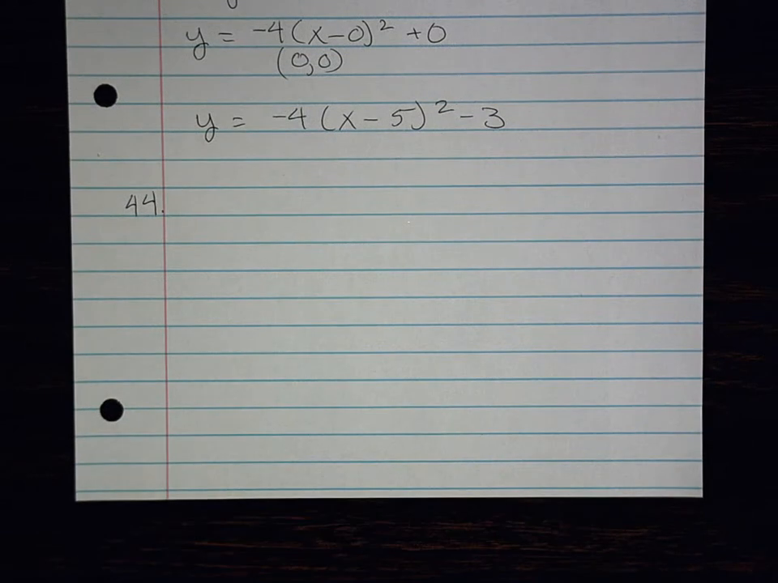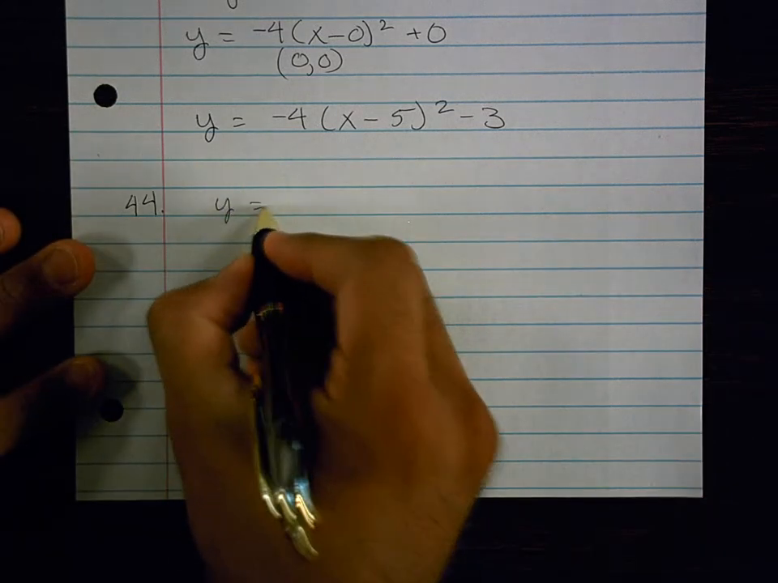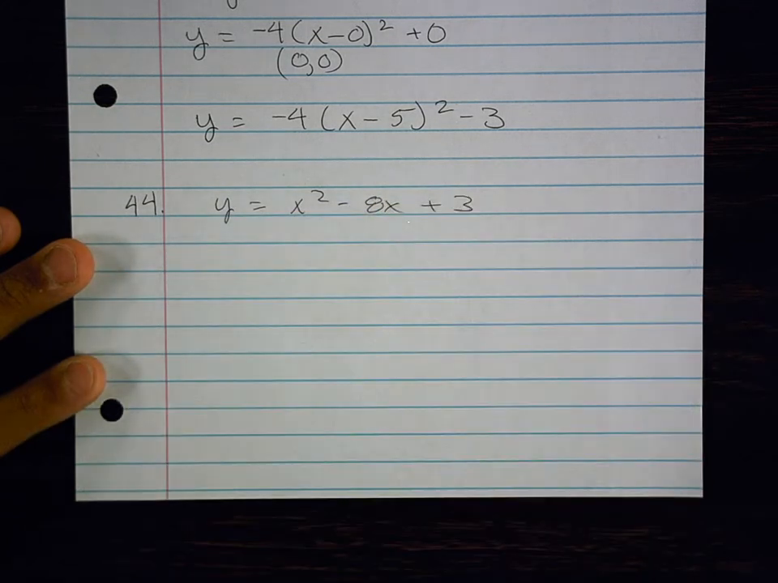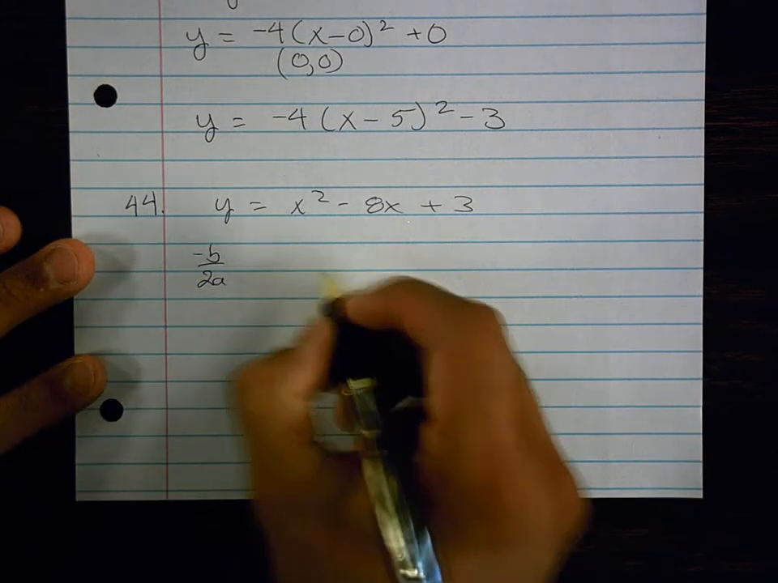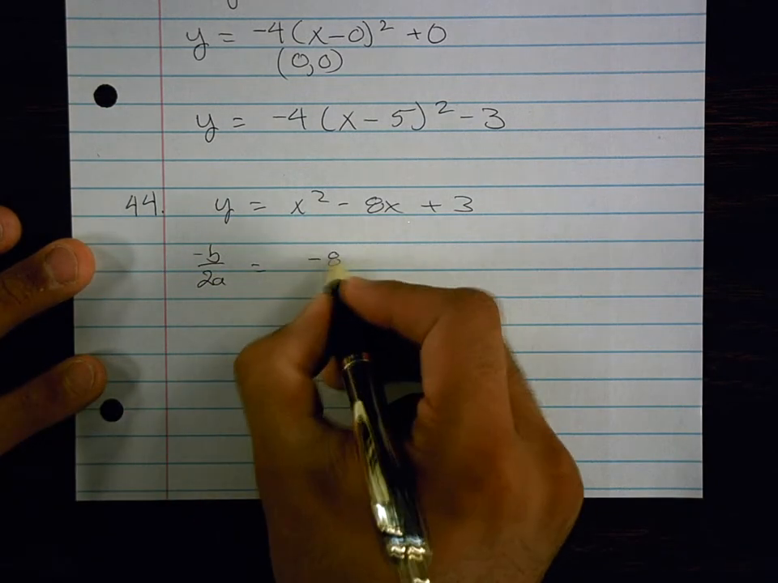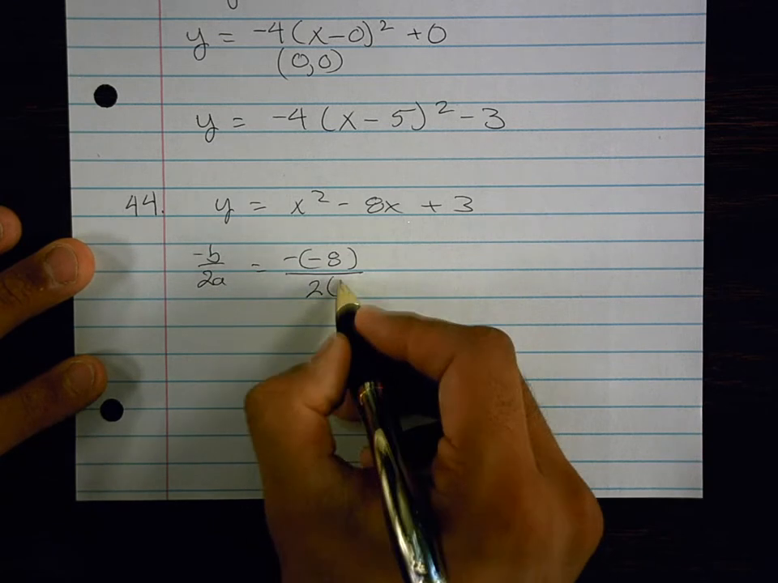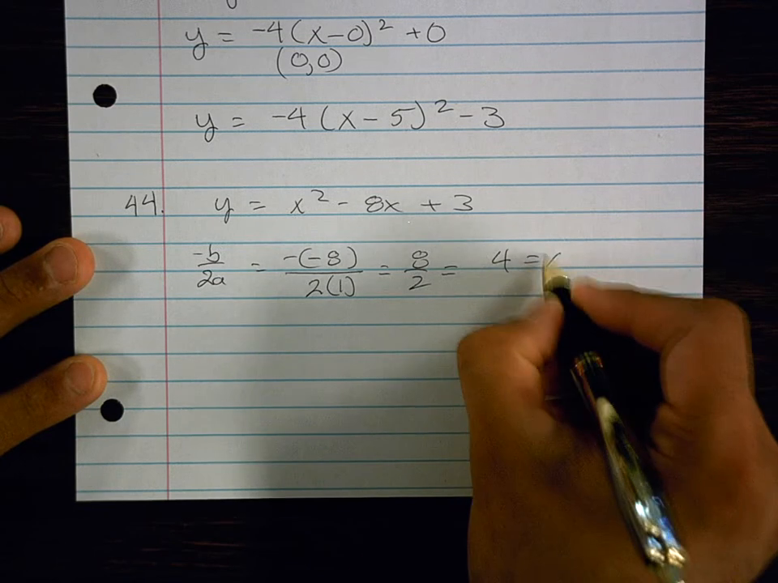You're going to go ahead and find the vertex here. So we first have to find the x value. So we get y equals x squared minus 8x plus 3, and so I'm going to use negative b over 2a to find the x. So that's going to be negative negative 8 all over 2 times a, which is 1. That gives me 8 over 2, and that gives me 4. So the x equals 4.